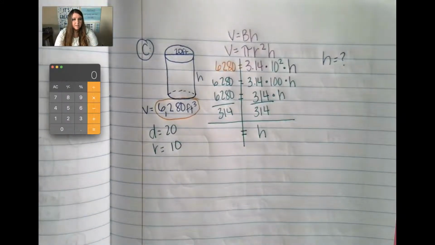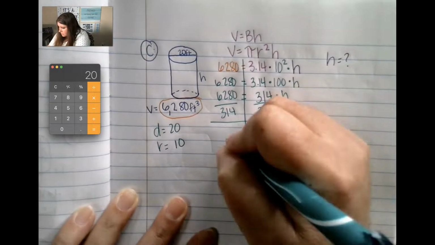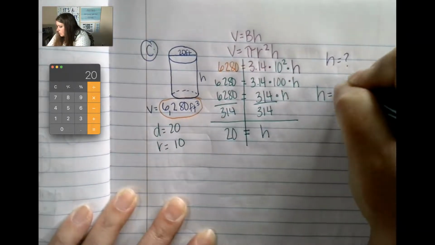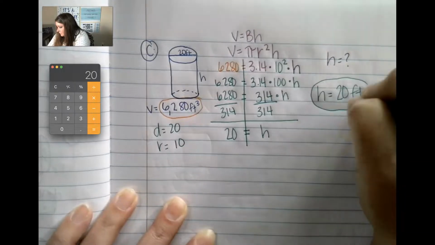All right, let's try this again. 6,280 divided by 314, and that gives us a grand total of 20. So our height equals 20 feet.